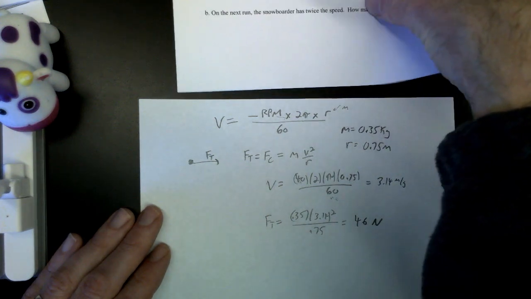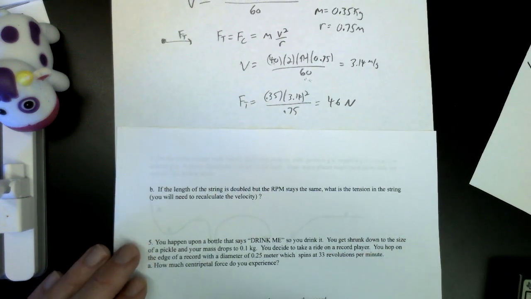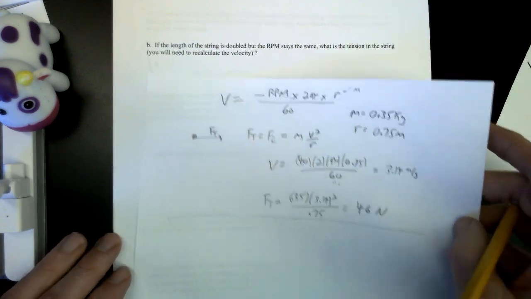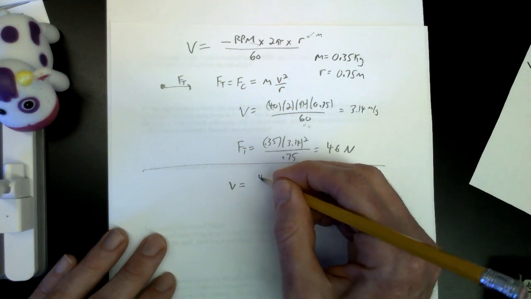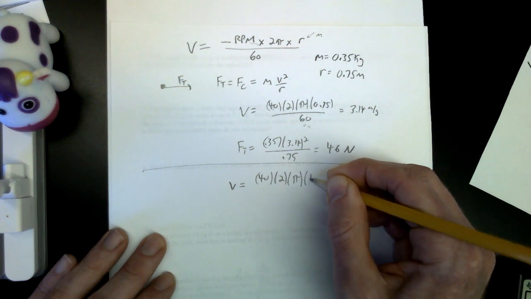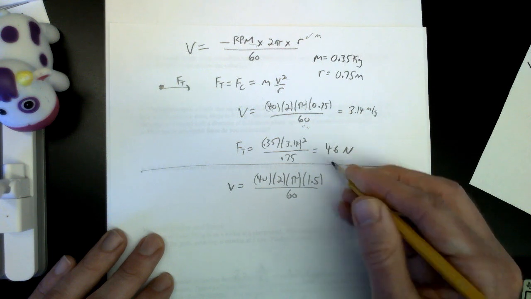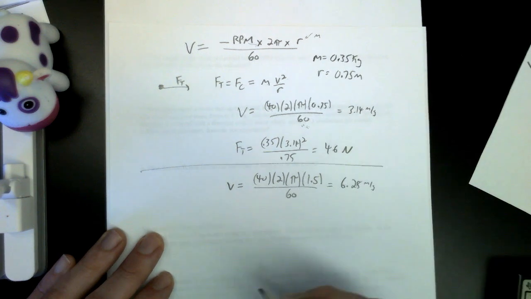Okay, so B on this problem says, if the length of the string is doubled but the RPM stays the same, what is the tension in the string? You'll need to recalculate the velocity. Okay, so we got to recalculate the velocity again. So the length of the string is doubled. So now for our velocity, we're going to have same thing, 40 RPMs times 2 times pi times the length of the string is doubled, 1.5, and that's divided by 60. And since all we did was double the length of the string, we're going to double the speed right here to 6.28 meters per second.